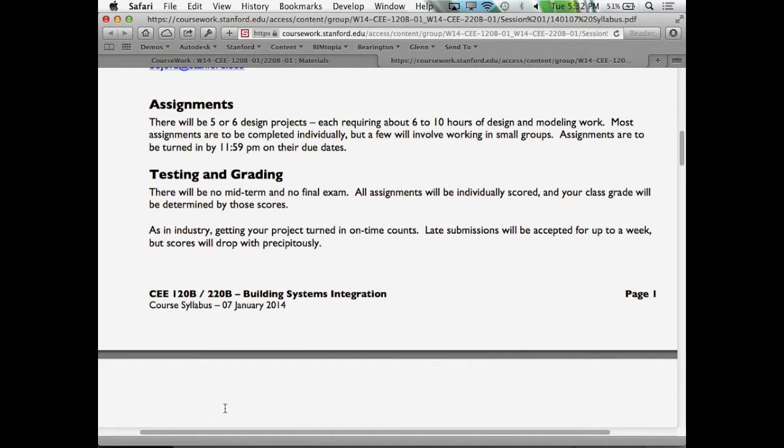All the assignments are supposed to be turned in by midnight on their due date. There's no midterm or final exam, which is usually a pretty good thing. We try to get you all finished up during dead week or end of quarter period. Okay, get your final projects turned in there. And as we're doing all this, I'll repeat what most of you heard me say from the first class.